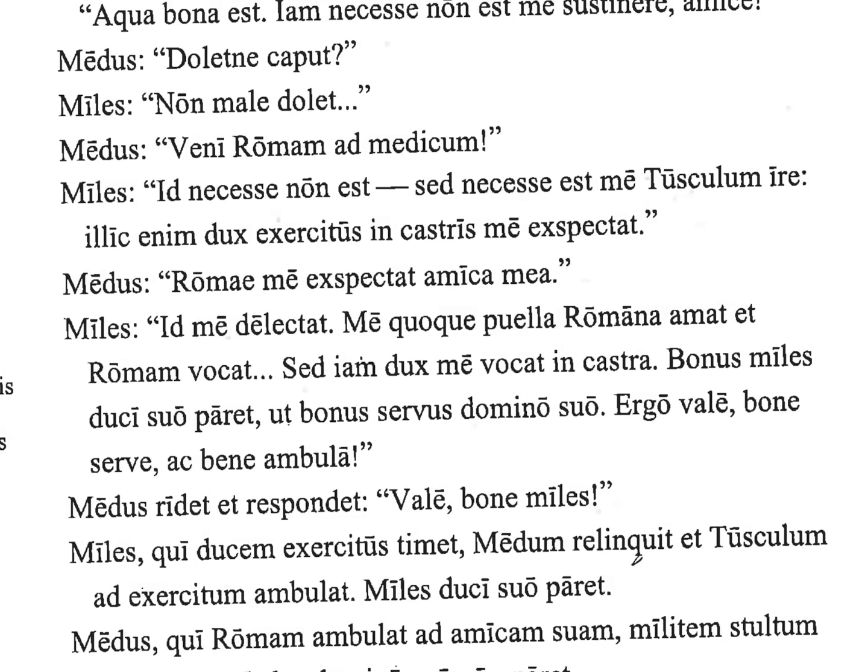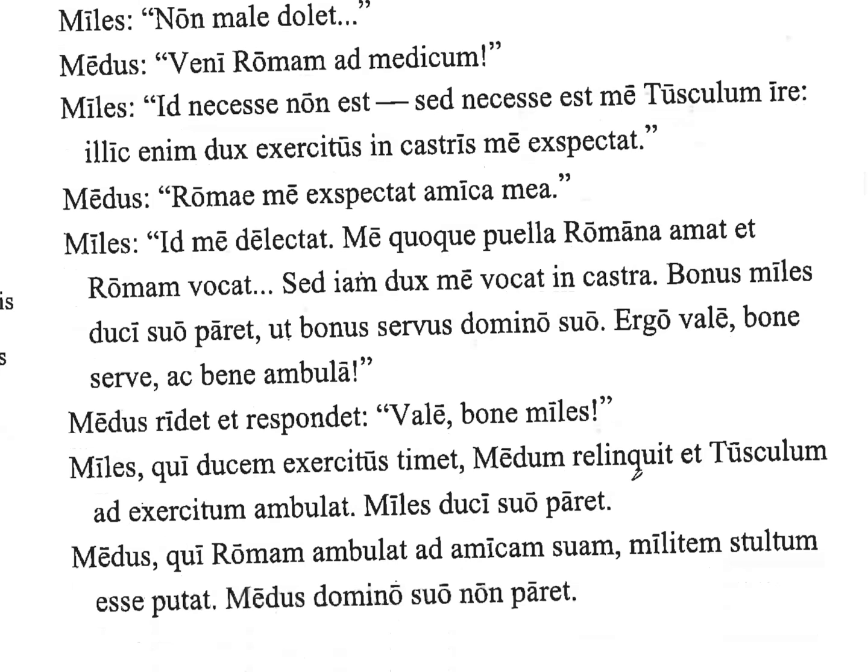Now remember, castris looks plural, but that word castra, that means military camp, is always plural in Latin, but we translate it singular as camp. Medus says, Romae me exspectat amica mea. At Rome, my girlfriend's waiting on me. Okay, so the general's waiting for the soldier in Tusculum, and girlfriend's waiting for Medus in Rome. And then the Miles, the soldier, says, id me delectat. That pleases me, that delights me. Me quoque puella Romana amat, et Romam vocat. A Roman girl loves me too, and is calling me, or maybe inviting me to Rome.